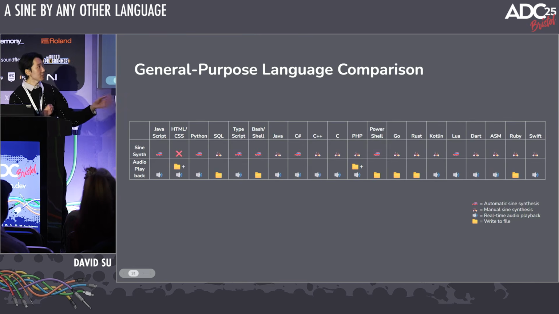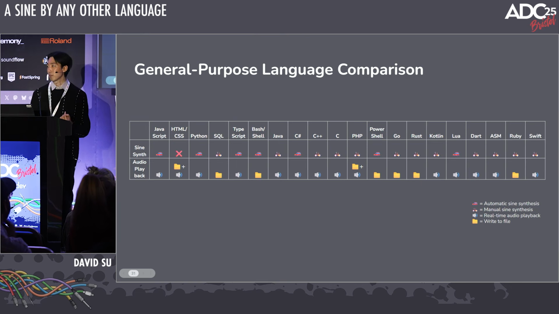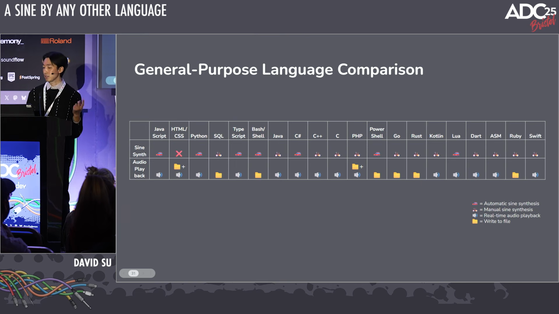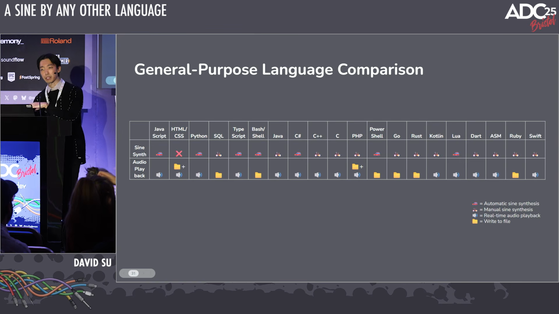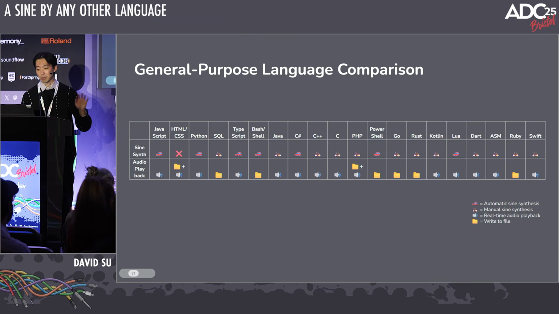So yeah, we can start to see some broad patterns and axes of comparison. Things like for sine synthesis, do we have to generate the samples manually, or is there an oscillator object? For audio playback, do we get real-time audio output, or do we have to write to a file, or some combination of both? There's also stuff like fixed duration versus infinite, and also wave writing.